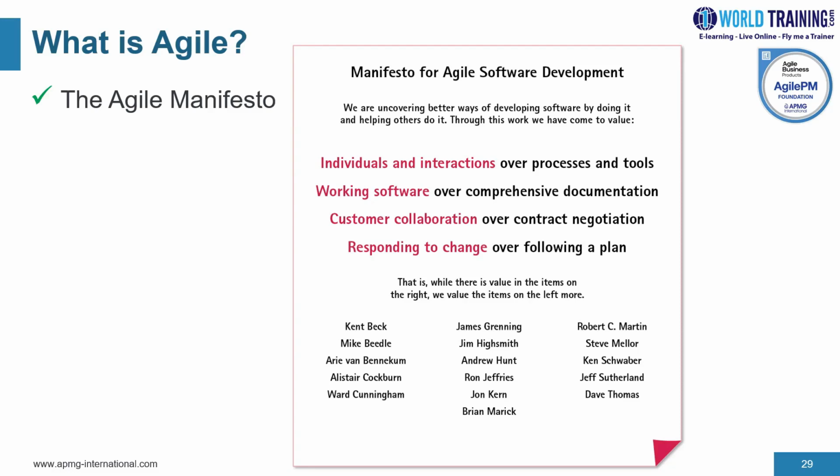We have Arie van Bennekum. He's the man behind DSDM. And then we have Kent Beck, Ron Jeffries, Ward Cunningham, Martin Fowler, and James Grenning. They are the folks behind Extreme Programming, XP. And then you have Ken Schwaber, Mike Beedle, Jeff Sutherland. These are the folks behind Scrum. And then Alistair Cockburn is the person behind Crystal. And we have Jim Highsmith. He's the one behind adaptive software development, also called ASD.